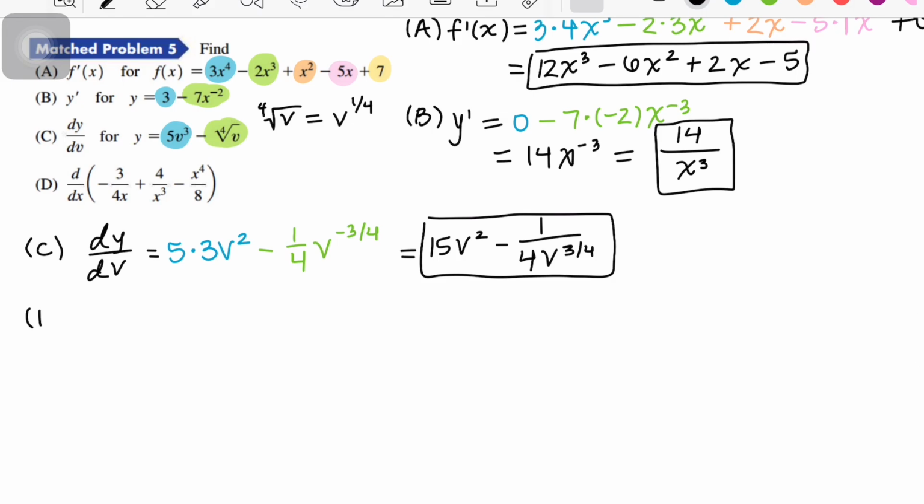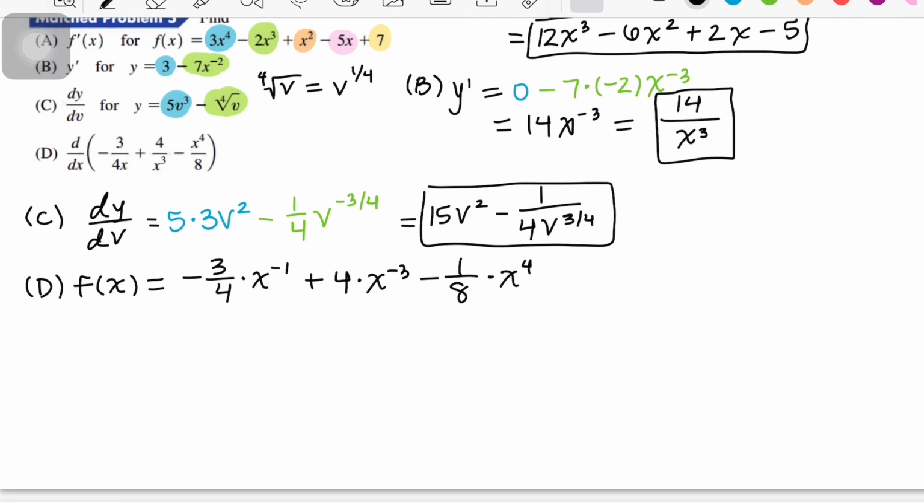Lastly, looking at part D, this is our function here. So f of x is equal to this here. And what I'm going to do is, again, rewrite these guys so we can easily see what's going on with the power rule. So rewriting our function, we have negative 3/4 is our constant, and we're multiplying that by x to the power negative 1. So we have this x in the denominator there. Then we're adding 4 is our constant times x to the power negative 3, because again, we have this 3 in the denominator there. And then we're subtracting out 1/8 is our constant, and we're multiplying that by x to the power 4.